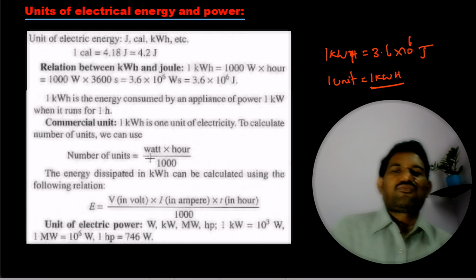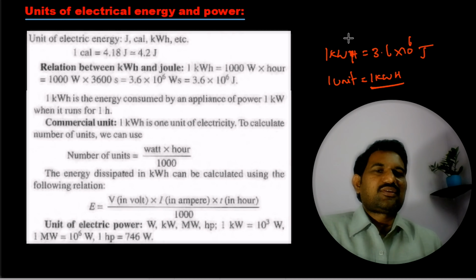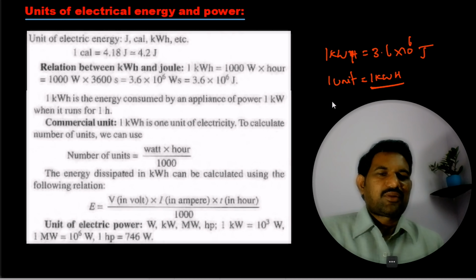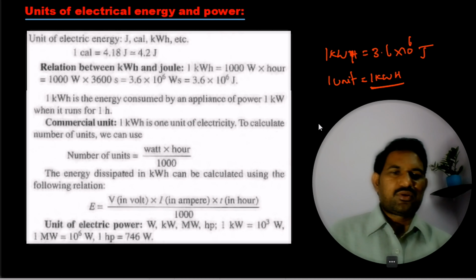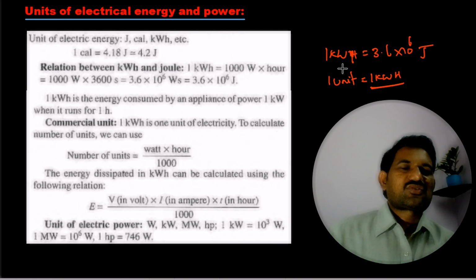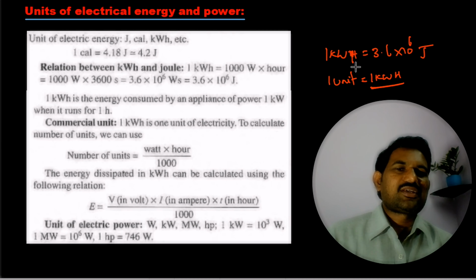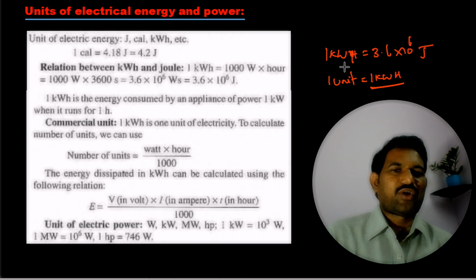So the number of units you can write like this: watt hour by 1000. That means by using this conversion you can convert this into kilowatt hour. Sometimes they may ask how many units of electrical energy are consumed. Generally you will get such problems in watt hours. That is why I am giving this conversion here.